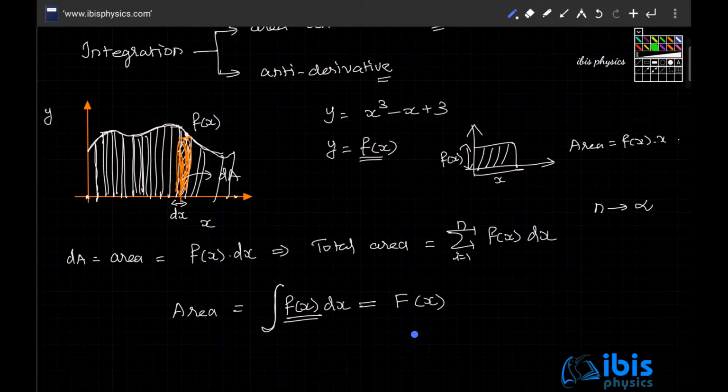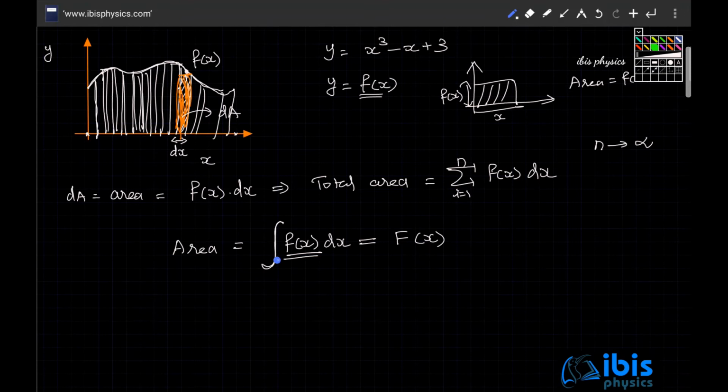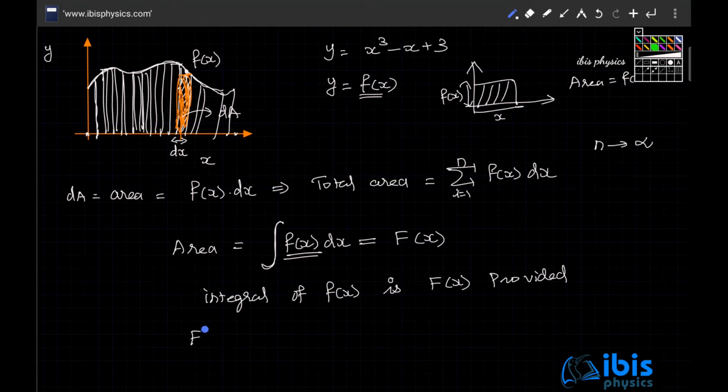Don't worry if you don't understand, just keep on listening to what I'm saying. When we go into an example, you will understand it much better. So the integral of f of x dx is equal to F of x, provided F dash of x is f of x.